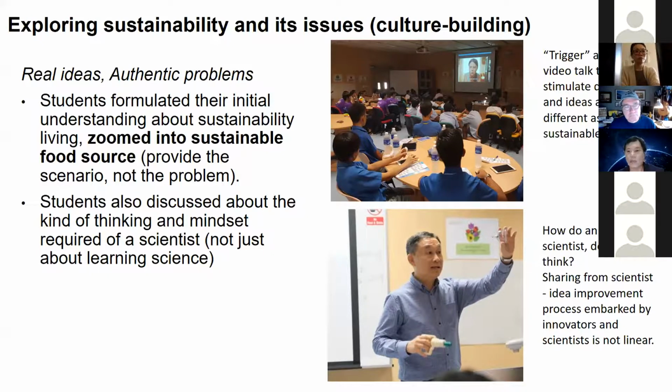We provide the scenario, but not the problem, so we let them think of the problems that they want to solve. And from the next photo, you can see that we invited the scientist to come and share how he approached solving problems. This is really to help students appreciate that the process of idea improvement embarked on by innovator scientists is not linear. It encourages them to discuss the kind of thinking and mindset required of a scientist. It's not just about learning, we also want to build a culture of thinking.